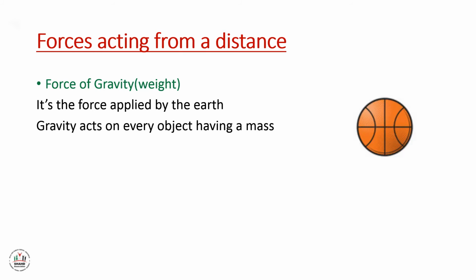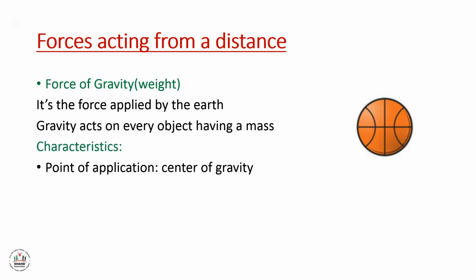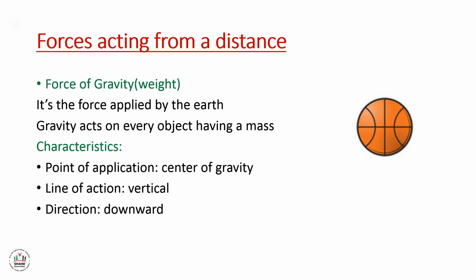Let's take this example. Suppose that you throw this ball in the air, and this ball now exists in the air. Now, what are the characteristics of this force? Let's start. The point of application is the center of gravity because it's a force acting from a distance. The line of action is always vertical. The direction is always downward. And the magnitude, we can calculate it using this rule: weight equals mass times gravity.